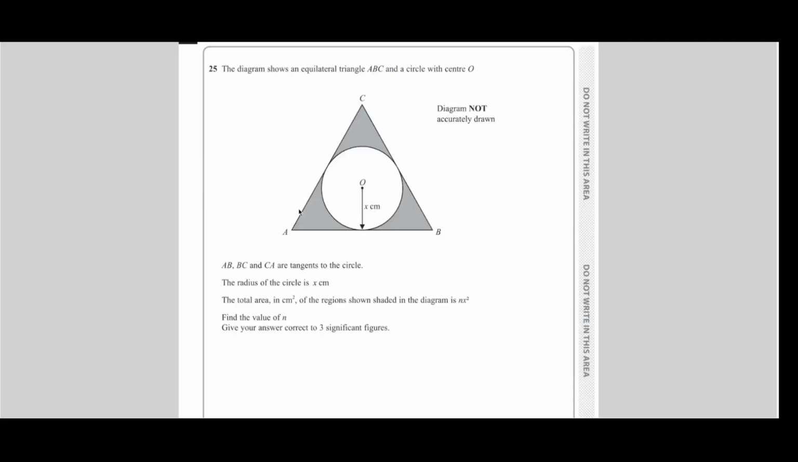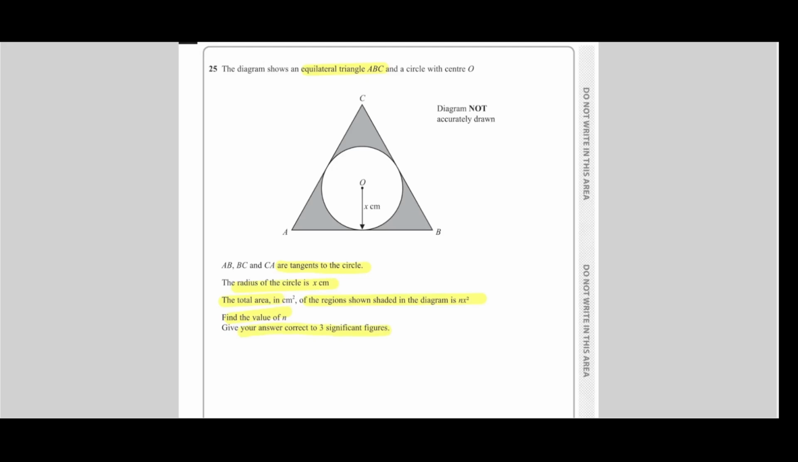Question 25. The diagram shows an equilateral triangle ABC and circle with center O. AB, BC and CA are tangents to the circle. The radius of the circle is x centimeter. The total area in squared centimeter of the regions shown shaded in the diagram is n x squared. Find the value of n. Give your answer correct to 3 significant figures.